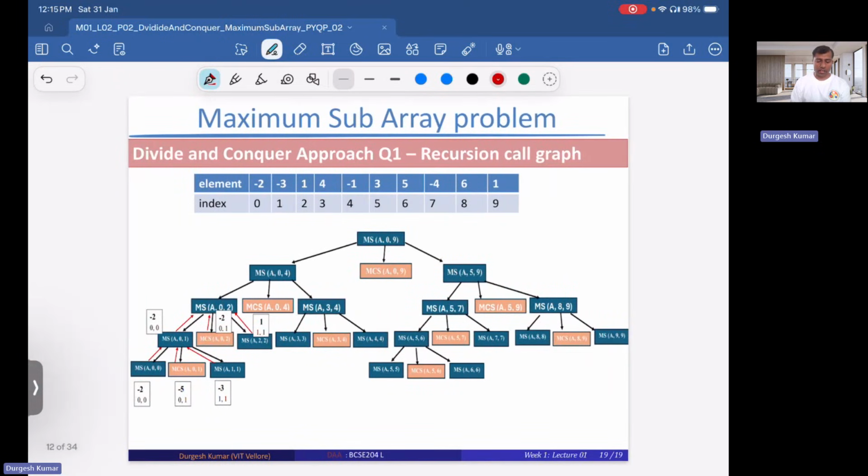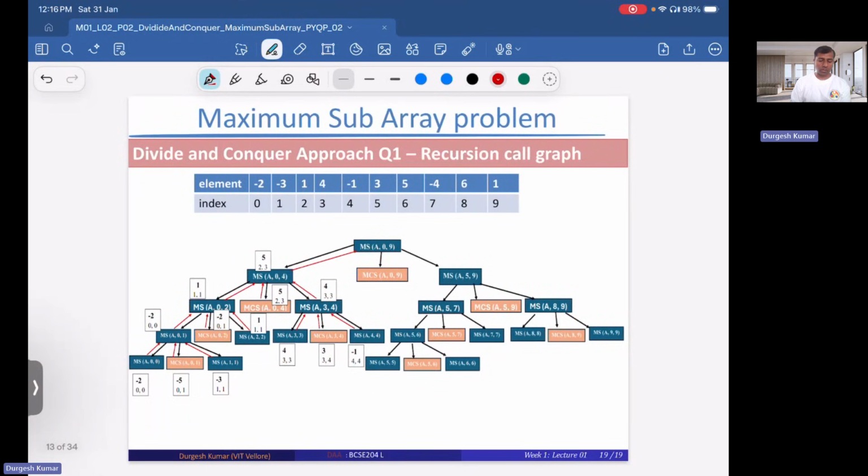Next, going in the same manner, MSA(2,2) will return 1, with low index 2 and high index 2. MCS for (1,2) has to include the mid element -3 and the mid plus 1 element. It can exclude other elements if the sum reduces. So the net sum, by considering -3 and 1, is -2, and the maximum of these three will be 1. So that will be passed here.